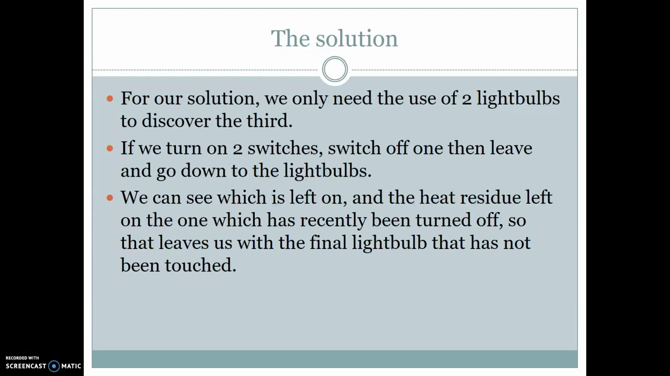For our solution, we only need the use of two light bulbs to discover a third. If we turn on two switches and then switch one off, and then we can leave and go down and look at the light bulbs. We can see which one is left on as the light comes from it, and then we can see the heat residue left on the one which has been recently turned off. So that leaves us with the final light bulb that has not been touched.